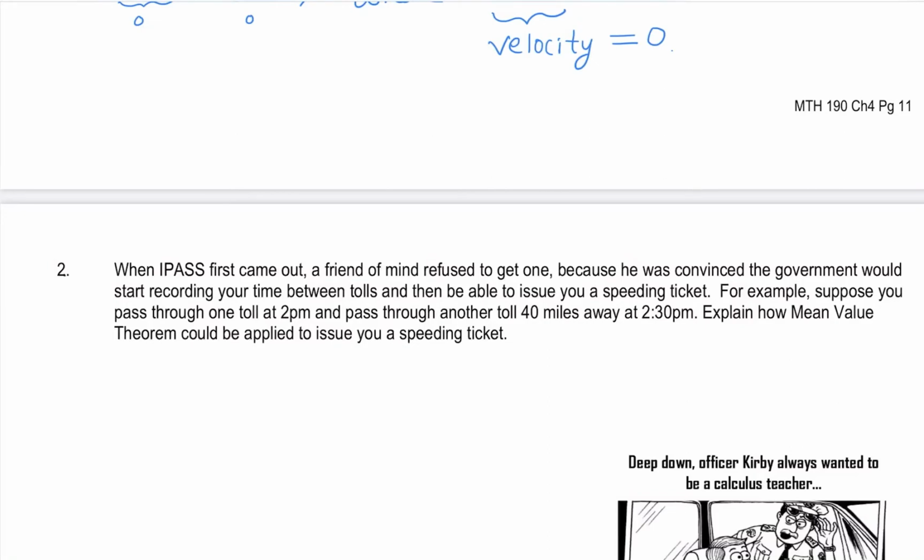All right, let's define a distance function here. Let's say we'll let f of t be our distance function. It'll be the distance that you've traveled after our initial position, after passing through that initial toll. We're going to let that be, that is not spelled right.